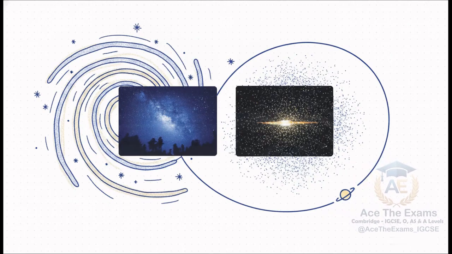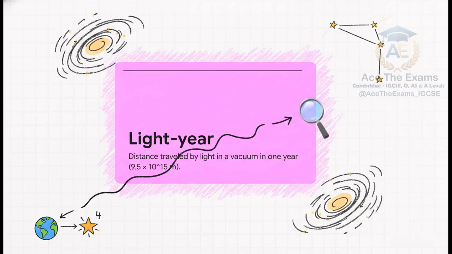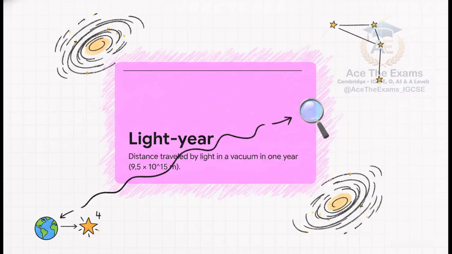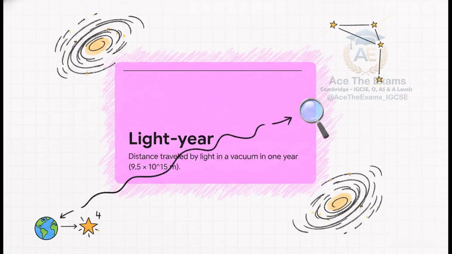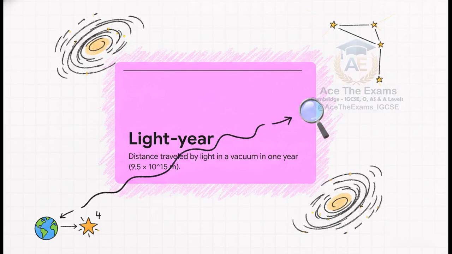Now, because space is so mind-bogglingly vast, measuring distances in kilometers becomes completely useless pretty quickly. Instead, astronomers use the light year. That's the distance light travels in a vacuum in one single year, which works out to nearly 10 million kilometers. The Milky Way galaxy alone is around 100,000 light-years in diameter.